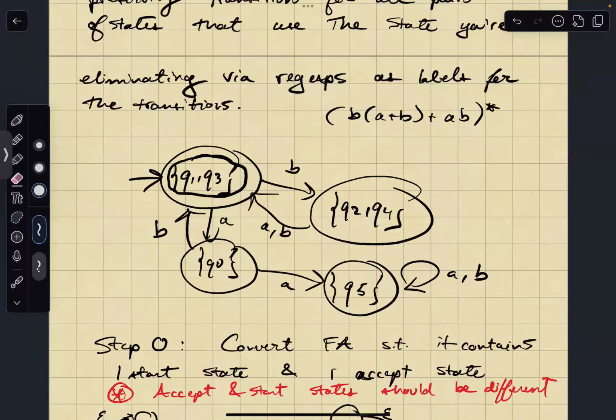Okay, so does this make sense as being the regular expression that's equivalent to this DFA? Well, what is this regular expression telling me? It's telling me that my string can be B then A plus B, or AB, and that can happen any number of times.